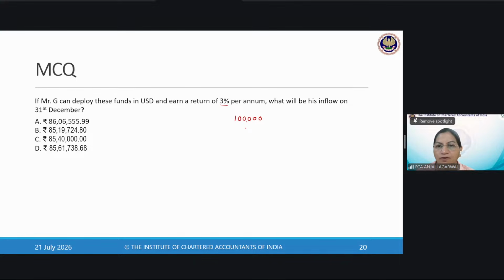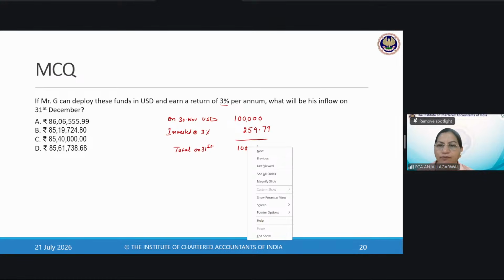So he would have got an interest of 254.79 US dollars. Invested on 30th November at the rate of 3%, the total dollar inflow on 31st December would be 100,000 plus 254.79.